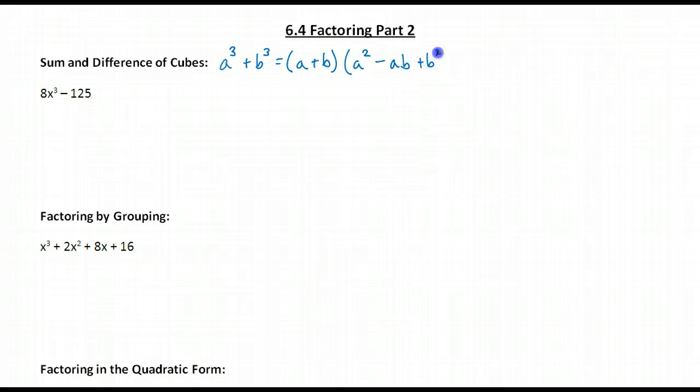To factor using the sum and difference of cubes, there's two formulas that you need to know. The sum of two cubes is a cubed plus b cubed. To factor that, we're going to use this formula: a plus b times a squared minus ab plus b squared.